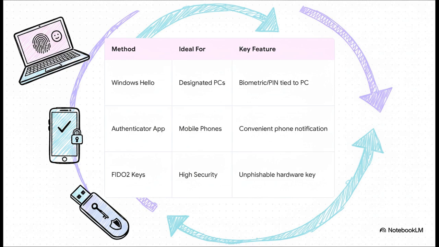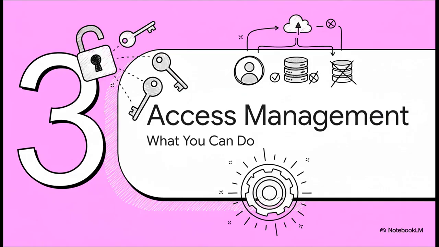And for your highest level of security, especially for your admins, you use FIDO2 security keys. Why? Because they are physically unphishable. All right, we've done it, we have established an identity, and we've proven it's legitimate. So now for the final crucial pillar. What is this authenticated user actually allowed to do? This is all about smart access management.